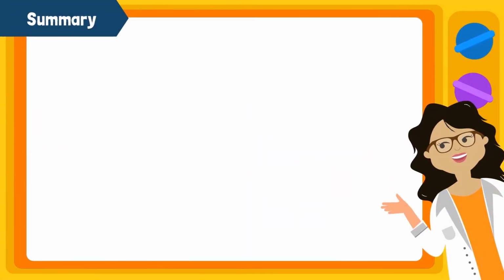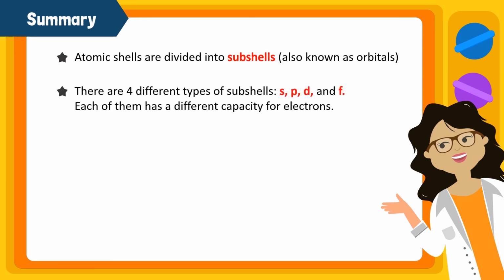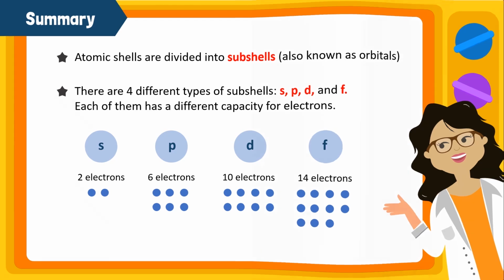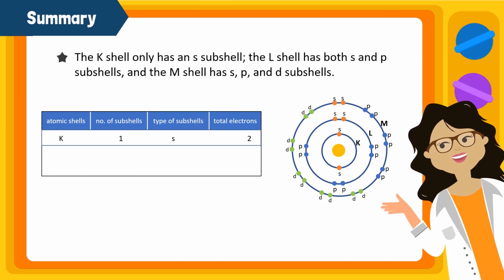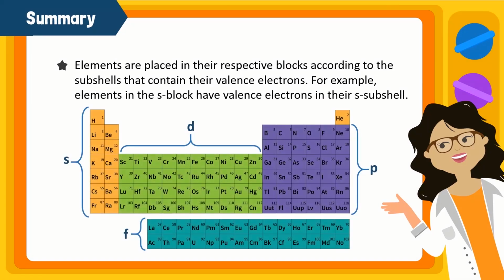So let's summarize what we have learned so far. Atomic shells are divided into subshells, also known as orbitals. There are 4 different types of subshells, S, P, D, and F. Each of them has a different capacity for electrons. The K shell only has an S subshell. The L shell has both S and P subshells, and the M shell has S, P, and D subshells. Elements are placed in their respective blocks according to the subshells that contain their valence electrons. For example, elements in the S block have valence electrons in their S subshell.